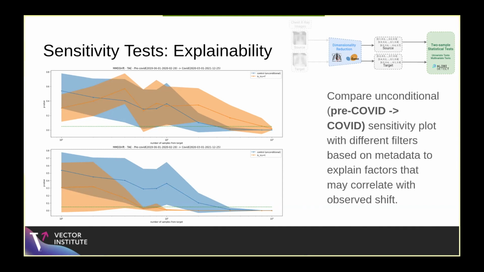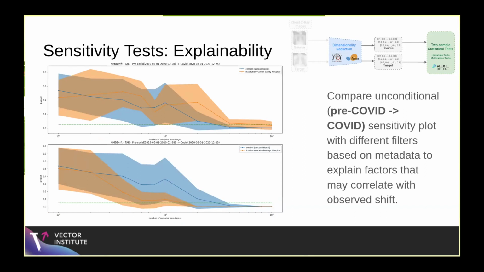And you can see a considerable shift, similar to before, in the number of samples it takes to produce a statistically significant shift. So you could say that the metadata category is ICU equals true correlates well with the shift going pre-COVID to COVID.